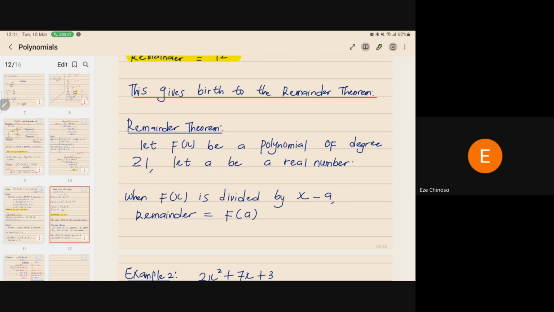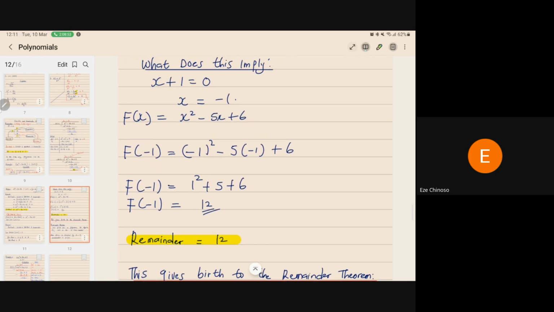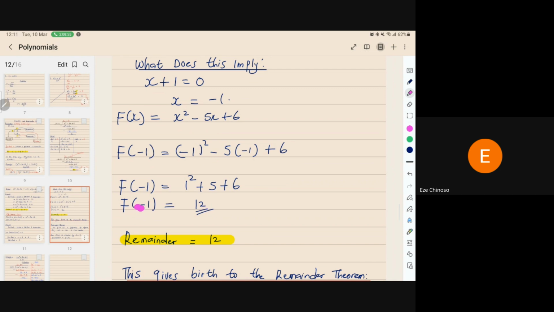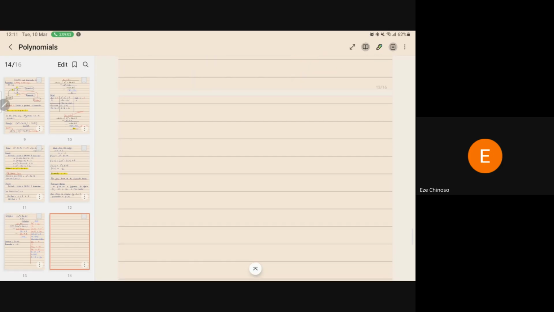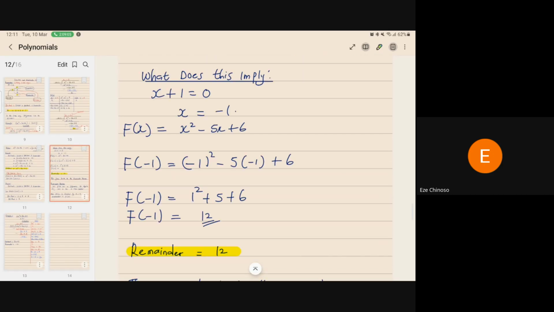That's what happened here. Are you seeing that? Your remainder was equal to f of minus 1. Did you see that? The remainder was f of minus 1. So when you plug in that value, that's actually your remainder theorem.